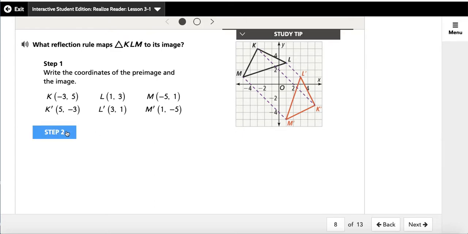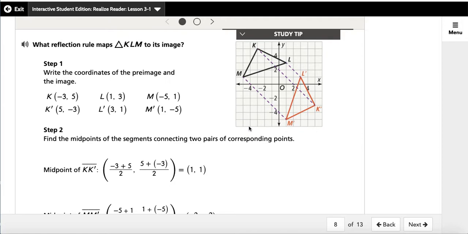Step 2, after we find the coordinates, we're going to find the midpoint. If you recall, the line of reflection goes through the midpoints, so we need to find two of the midpoints. They chose K and M. They found the midpoint of K to K prime was at 1, 1, and the midpoint between M and M prime was at negative 2, 2.